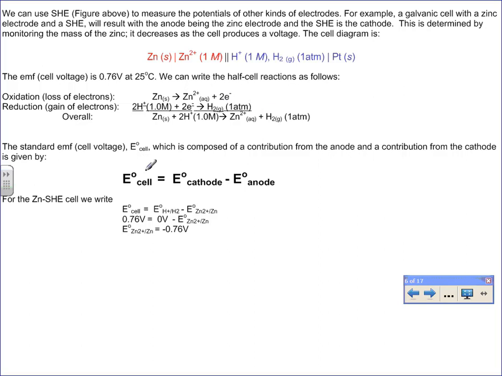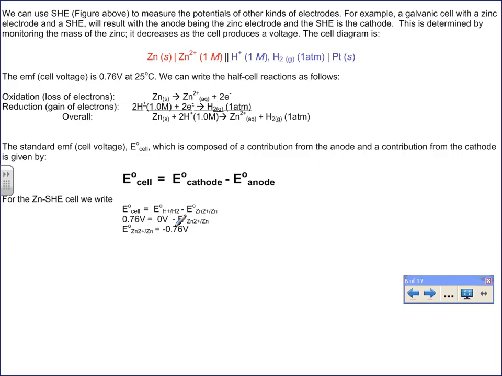So as I said before, to determine the E cell, we need to take the reduction potential of the cathode and subtract the reduction potential of the anode. So in this case, I know the overall cell potential is 0.76. I know the cell potential of the cathode is 0 because I've assigned it to be that. So I can find the cell potential of the anode, and it is measured to be minus 0.76.